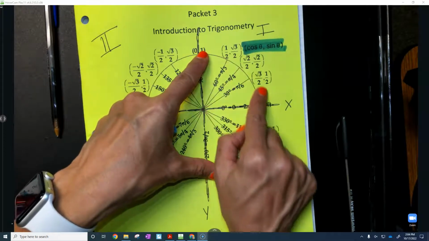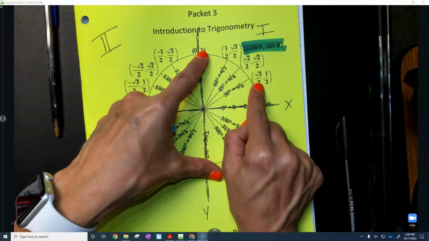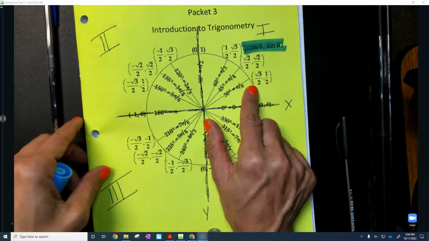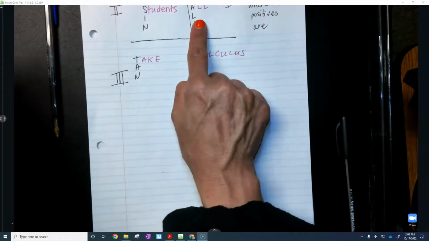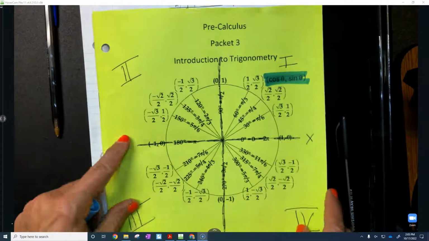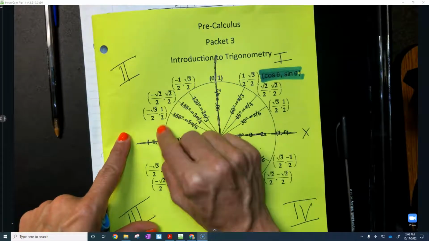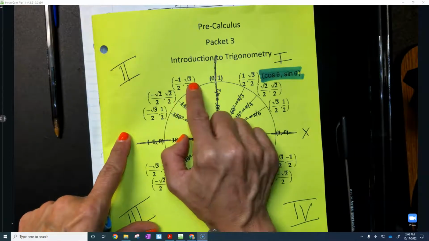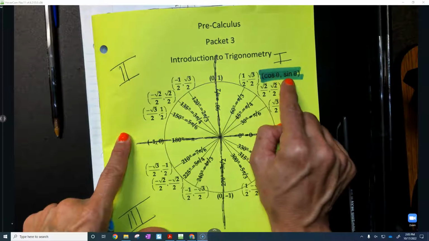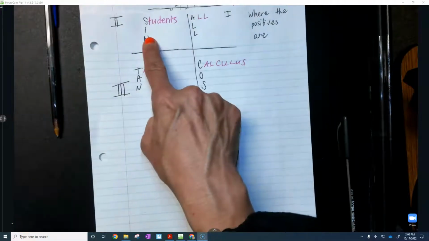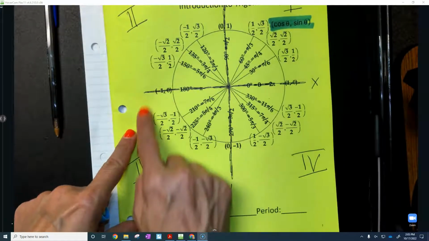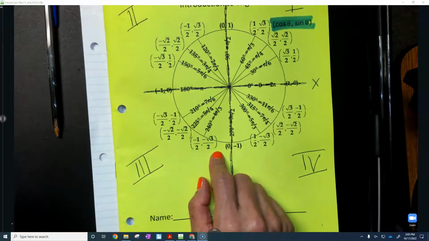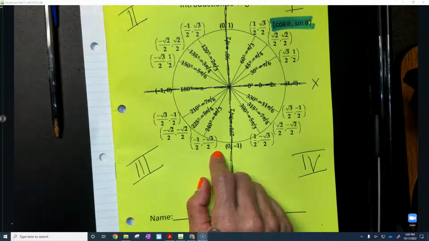Look at these ordered pairs. Are they positive or negative? They're both positive, right? They're all positive, right? Okay, let's look over here. Which ones are positive over here? The second one. What's the second one? Only sine's positive over here. The last over here in quadrant 3, are any of them positive? None of them are positive.